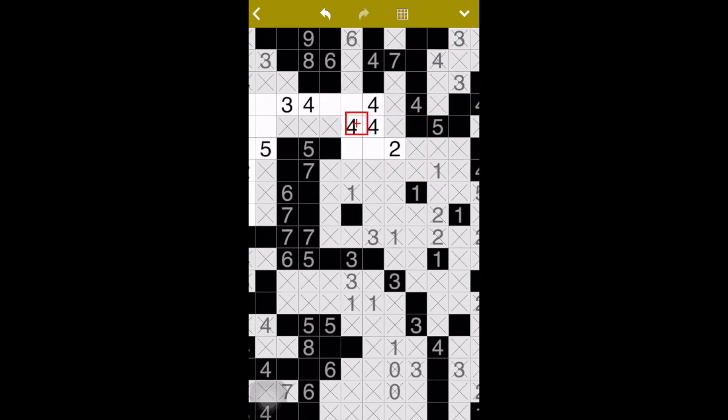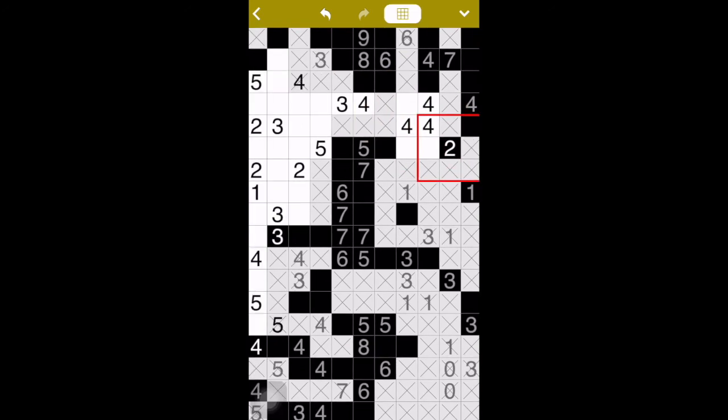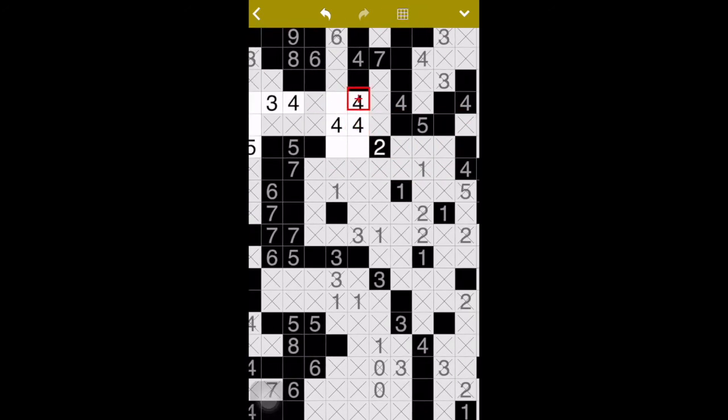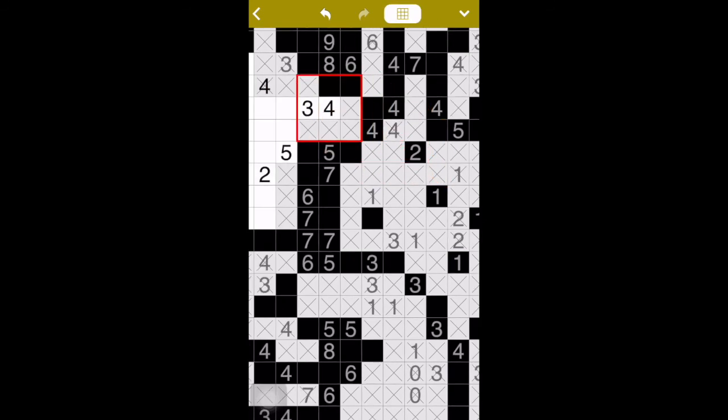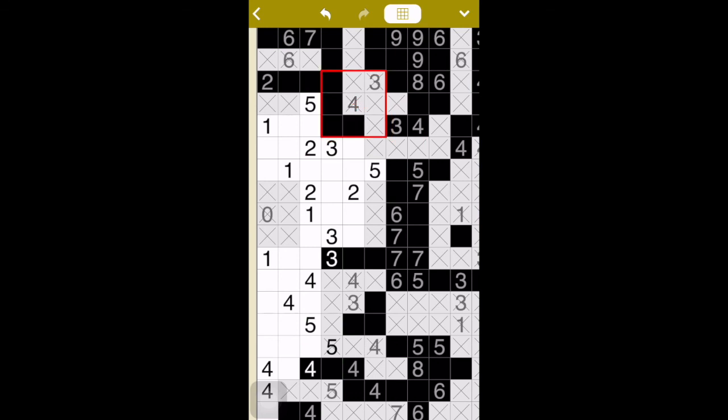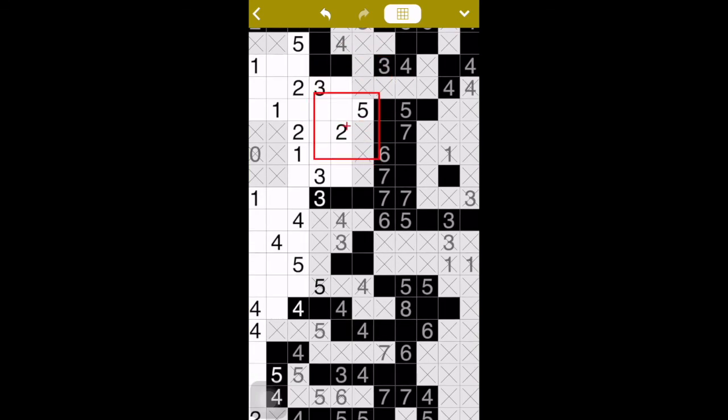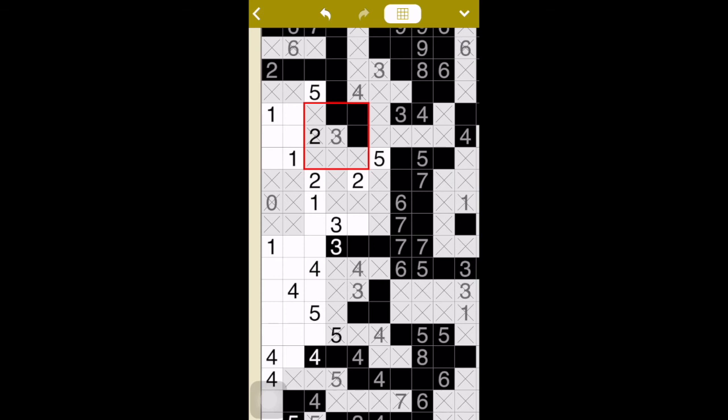So same numbers, 4 and 4 this way. Okay. Diagonal 2 and 5. Okay. 2 and 1.